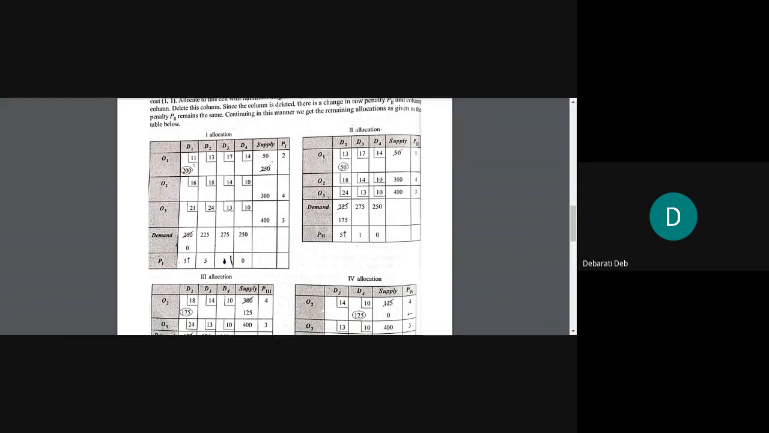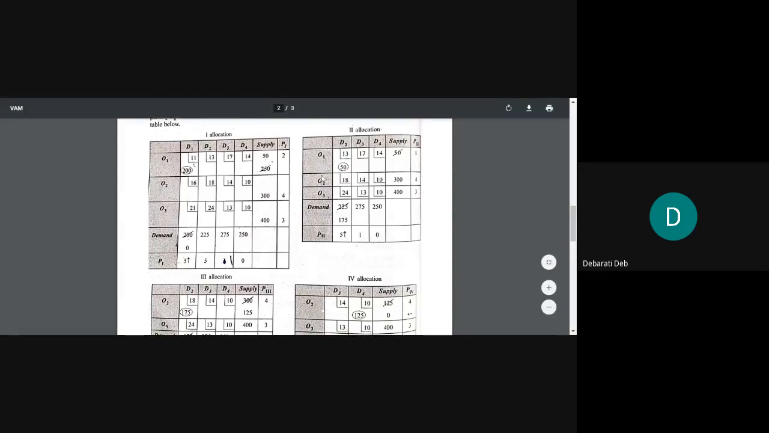Now, what will we do? We will do the same thing as we did in the first allocation. We will find out the difference. Let us go by the row side first. So let us find out the difference between the lowest cost and the second lowest cost in the O1 row. The lowest cost is 13 and the second lowest cost is 14. So 14 minus 13, that is 1. We will write 1.